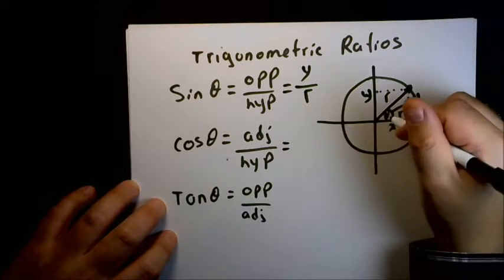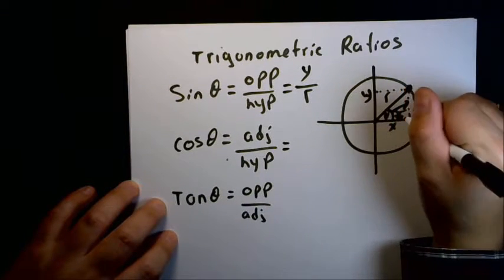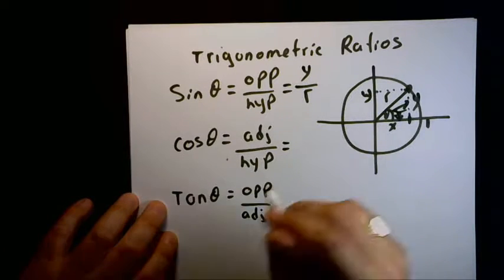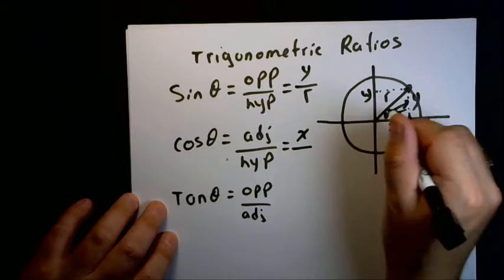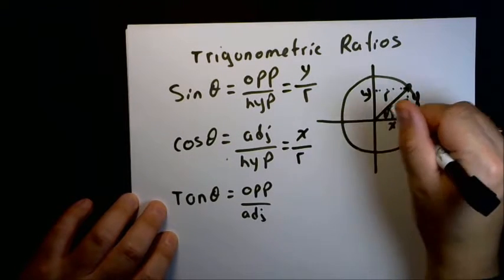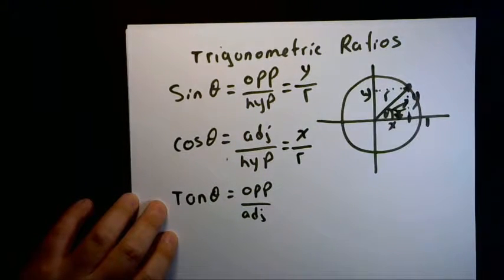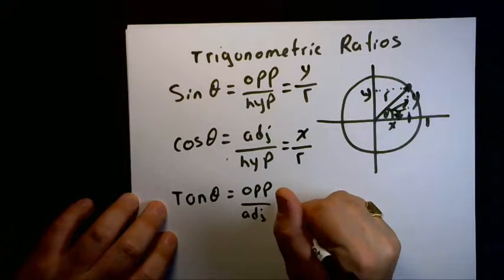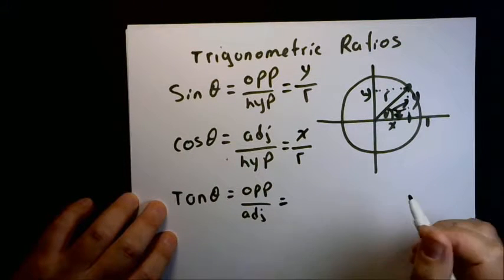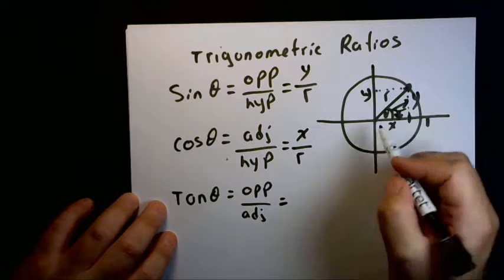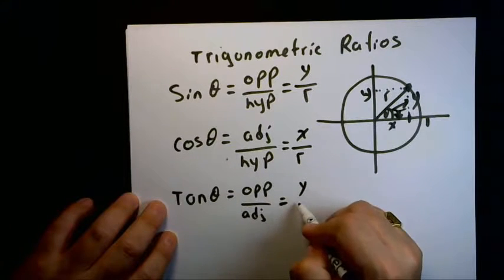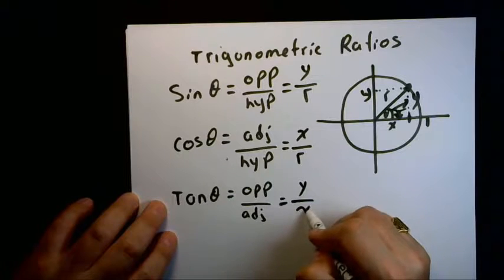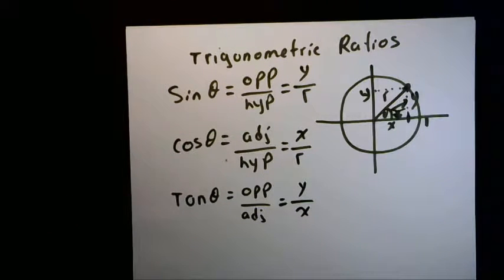For cosine, it's adjacent, which in this case is x coordinate, over the radius, which is our hypotenuse. Given that same notation, we have opposite, which is y, and adjacent, which is x. So tangent becomes y over x.